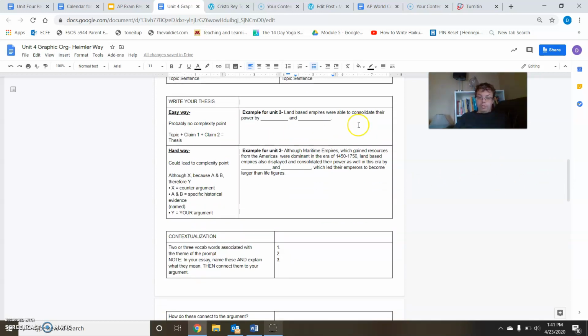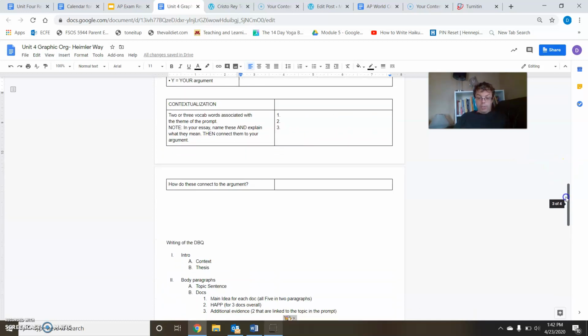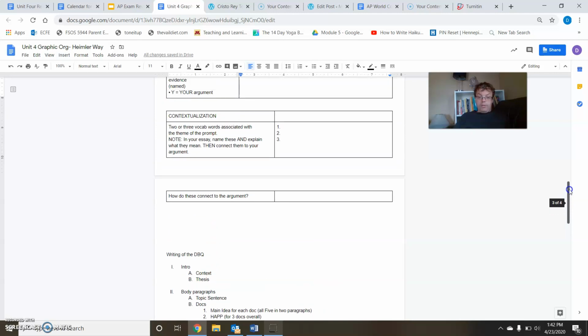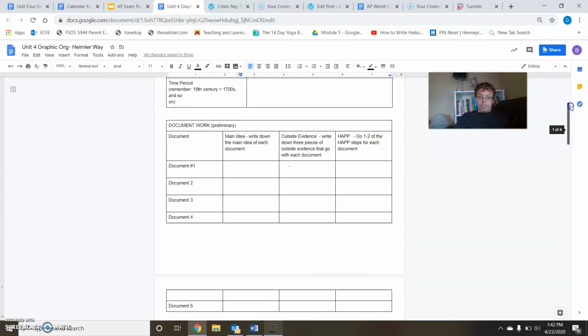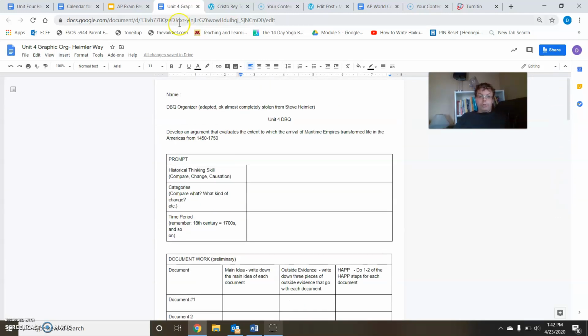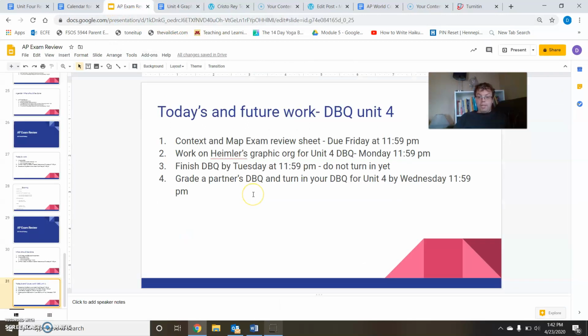Now, some of you have been doing it the more easy way, which is fine. I would challenge you to try to do it the hard way. Now, these are from our Unit 3 ones, which I gave you. I'm not giving Unit 4 ones right now. These are just examples of what they can look like. And then let's see here. That is all. So make sure you get this Heimler graphic organizer finished. And that is due by Monday at 11:59. They'll work on the next step of writing our DBQ.